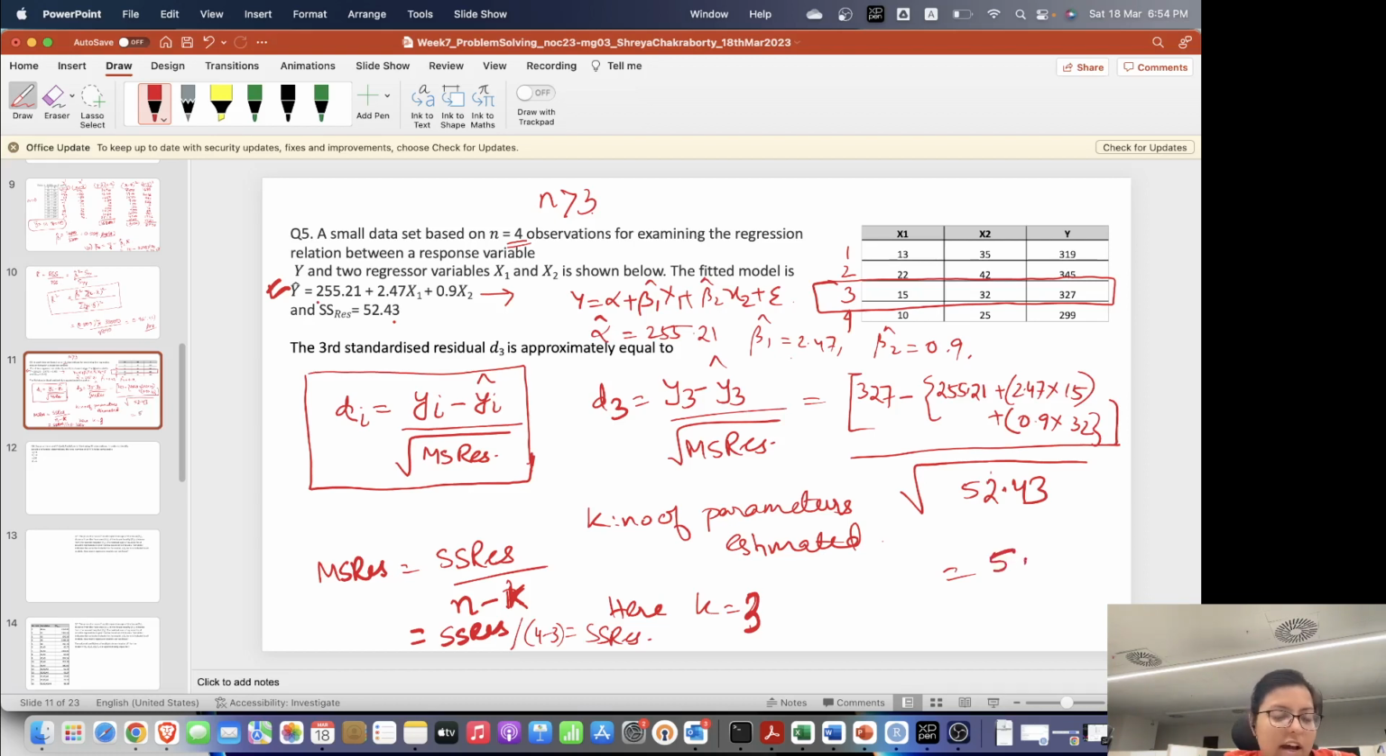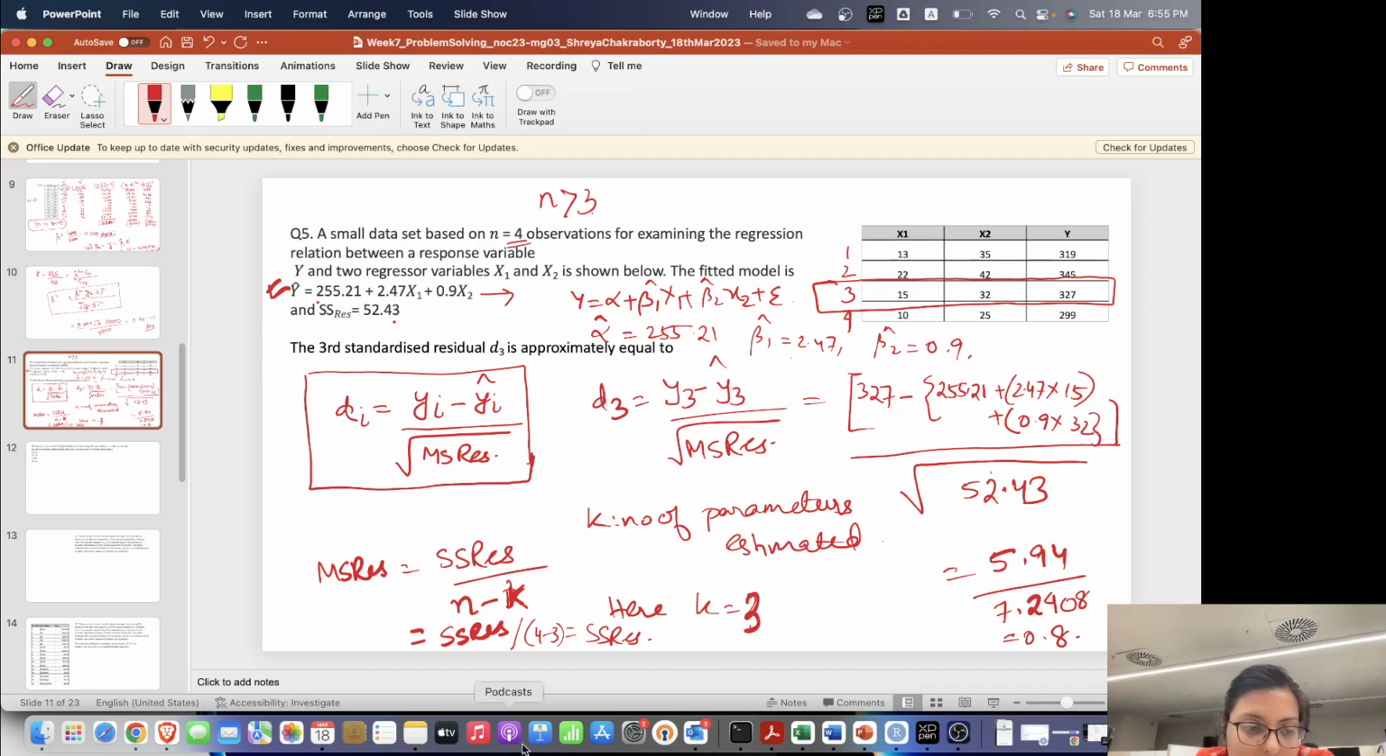So how much is this coming? This is coming as 5.94 divided by square root of 52.43, that is 7.2408. So if we just divide 5.94 by 7.2408, this is close to 0.8. Is it okay? So now if someone asks, is it an outlier?